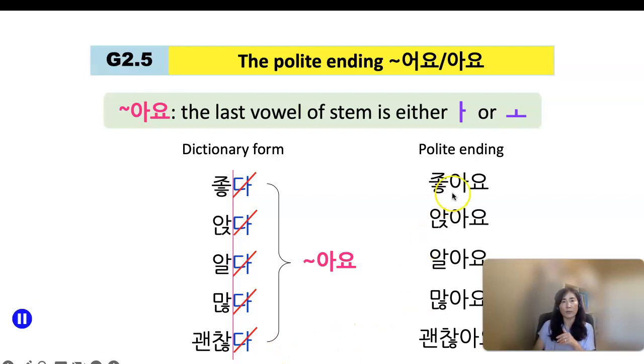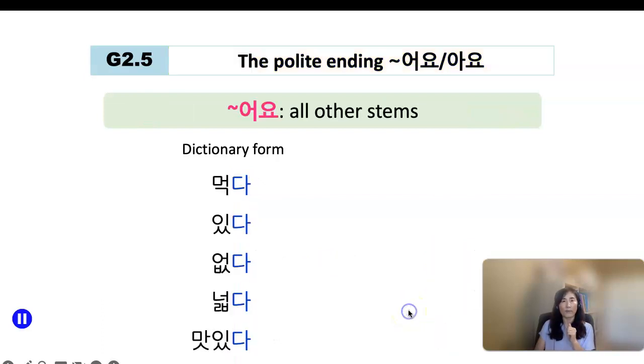괜찮아요. Let's just read through all of them together one more time. 좋아요, 앉아요, 알아요, 많아요, 괜찮아요. For all other verbs, it attaches 어요.